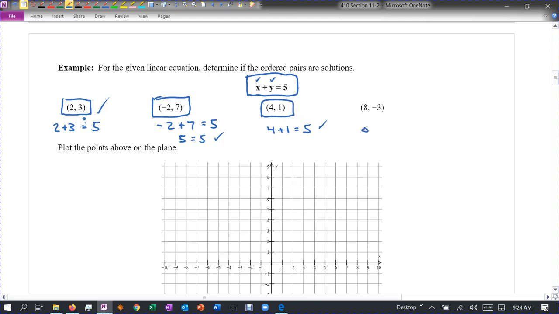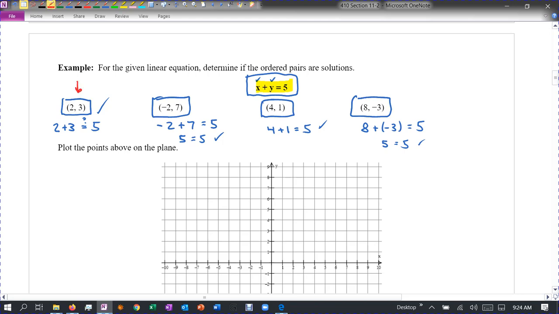How about this one? 8 plus negative 3. Does that equal 5? 8 take away 3, that's 5. Yes, that works. So all of these are solutions to that linear equation that was given. And since they're solutions, we're actually going to go now and plot these solutions, just like we did in the previous exercises.